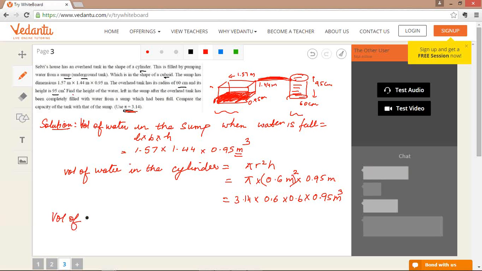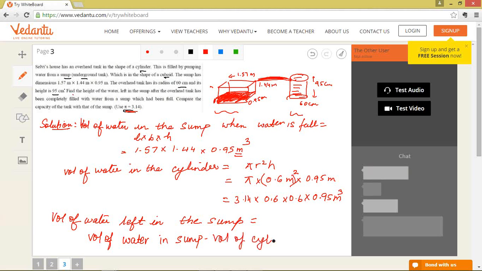So volume of water left in the sump. So volume of water left in the sump will be volume of water in sump, complete volume, minus volume of cylinder.